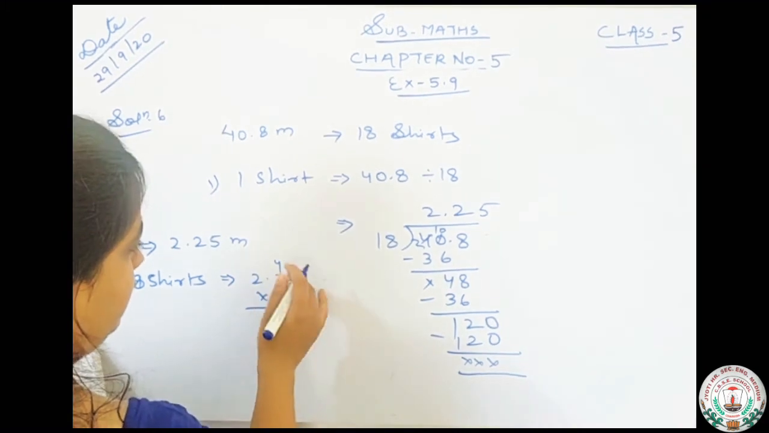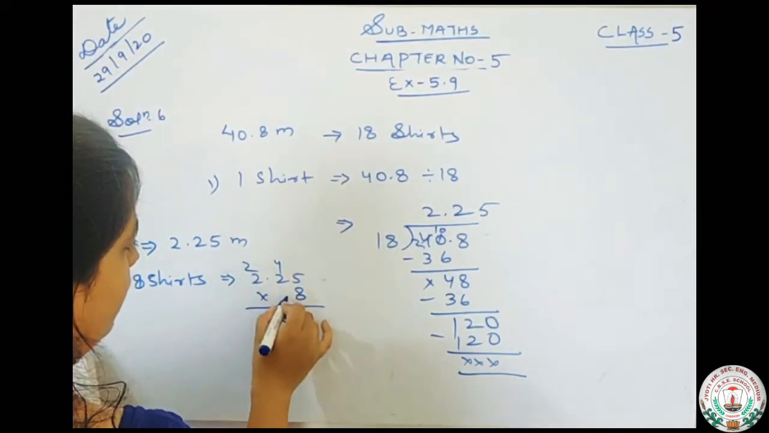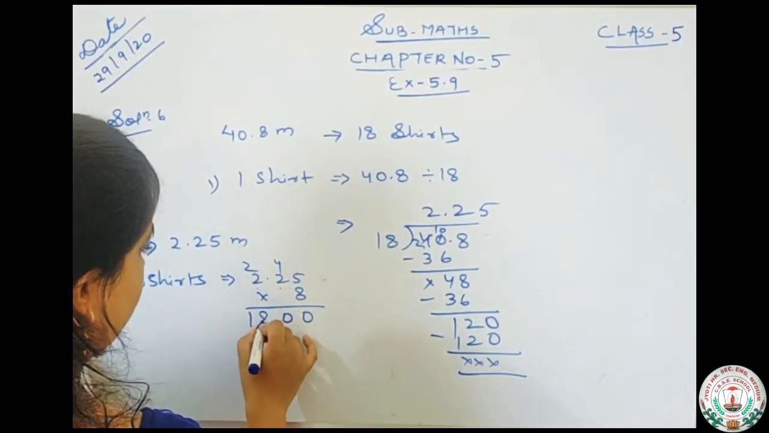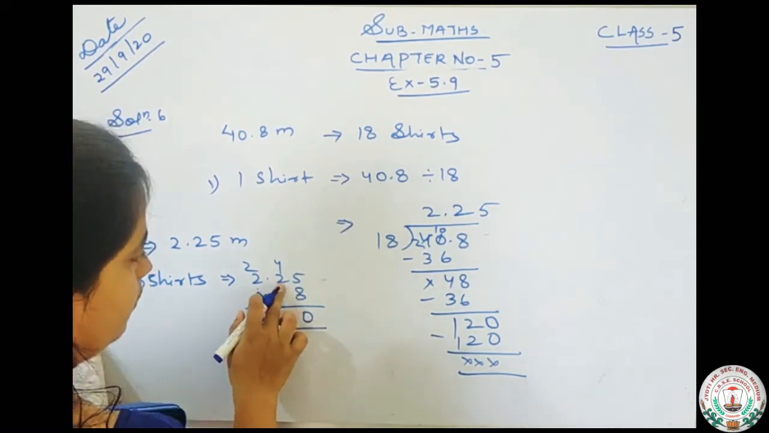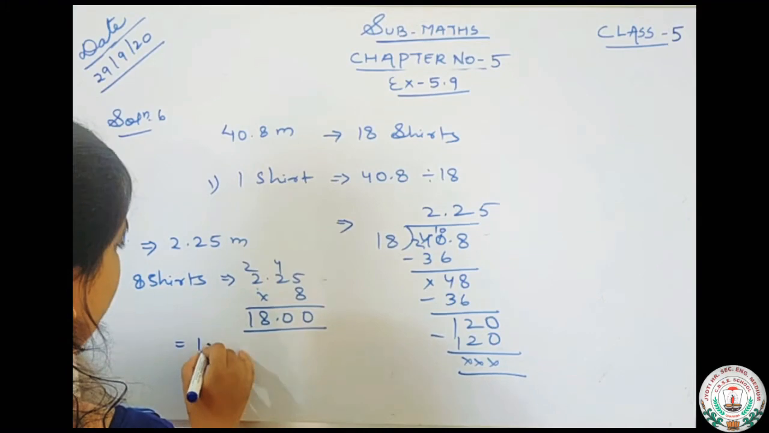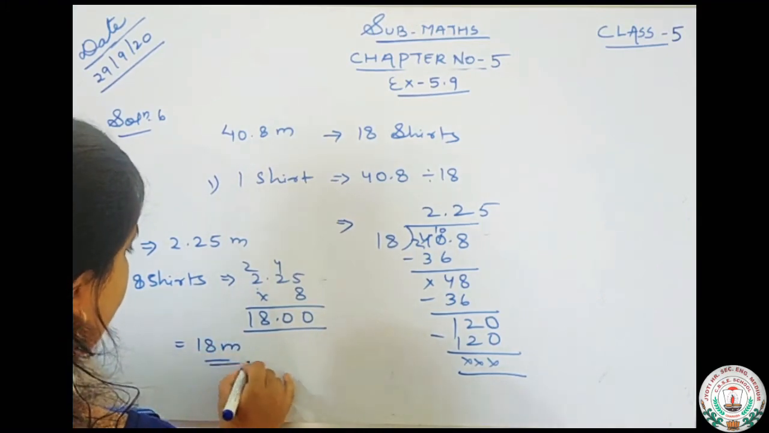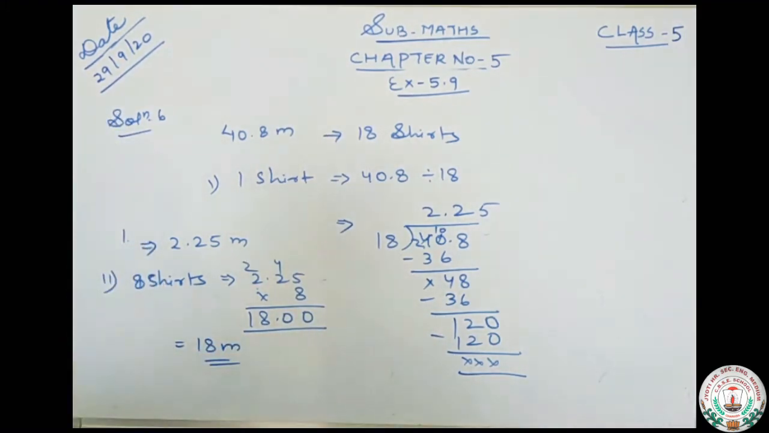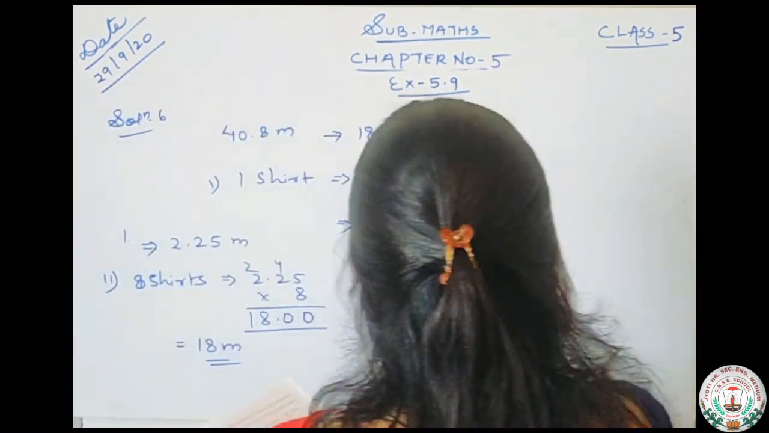8 5s are 40, 0 carry 4, 8 2s are 16, 20, 8 2s are 16, 17, 18. So 2 places of decimal are there, so we will put the decimal here. So how much cloth is required to make 8 shirts? 18 meter. Okay.